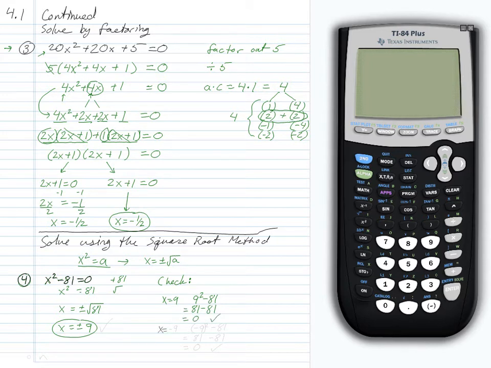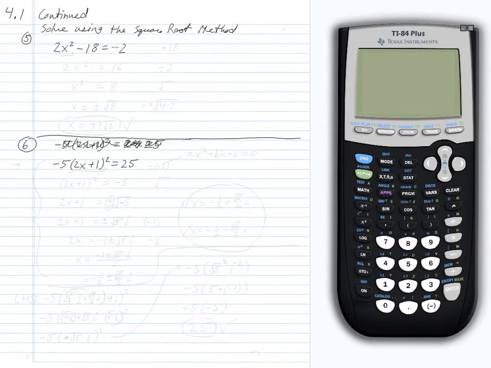x equals negative 9 is going to look pretty similar. If we plug that in, negative 9 squared minus 81: negative 9 squared still gives me 81, minus 81, which is still 0. So both of these numbers are solutions to our original equation.